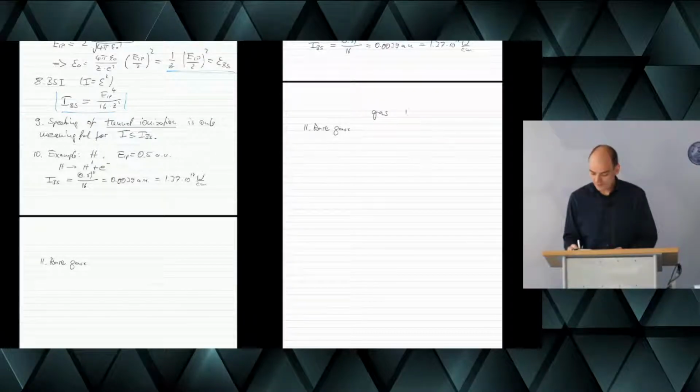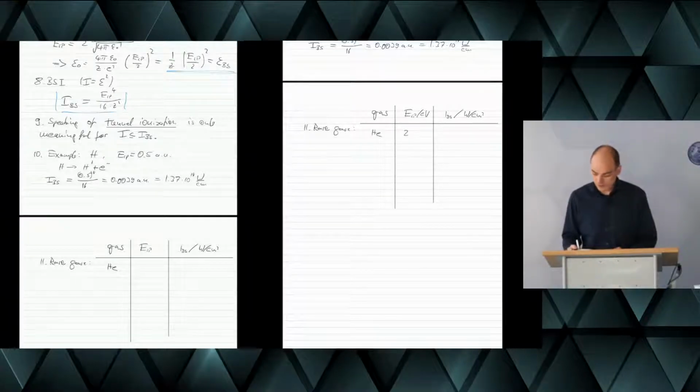So we have here the gas, the value of the ionization potential, and then the numeric value of the barrier suppression intensity in units of watts per square centimeter. And we have helium, the ionization potential, in units of electron volts. The ionization potential is 24.6 eV, and for this we get a barrier suppression intensity of 1.46 times 10 to the 15 watts per square centimeter.